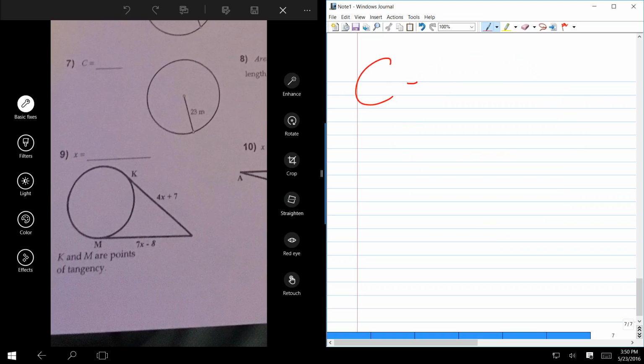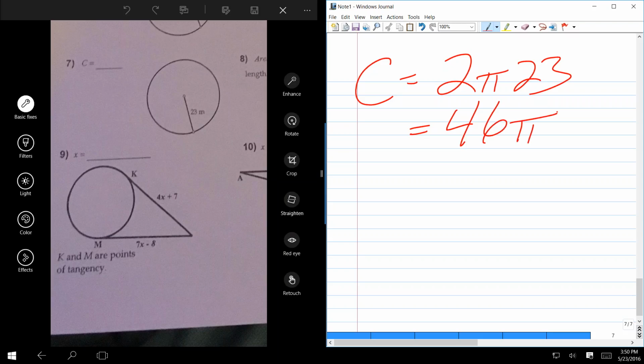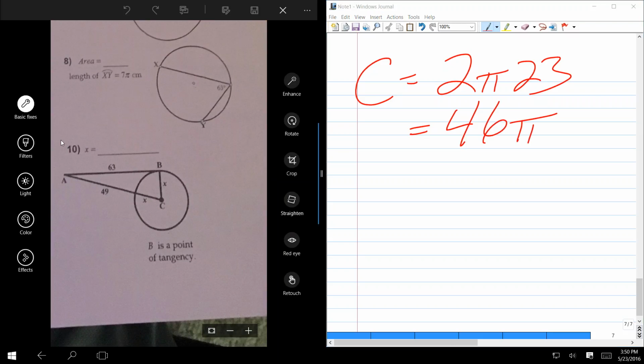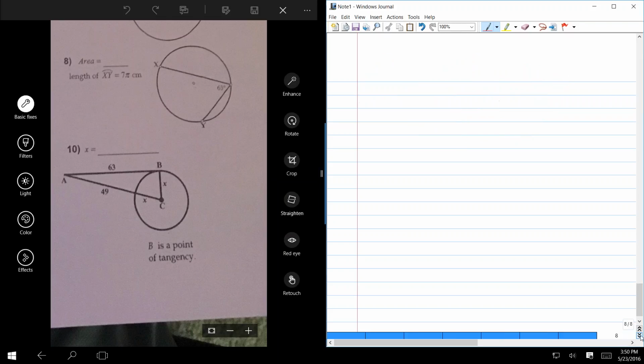What's the general equation for circumference? Oh, it's 2 pi r. So 2 pi times 23, so 46 pi. Yeah. This one is excellent. This is a four-step problem.